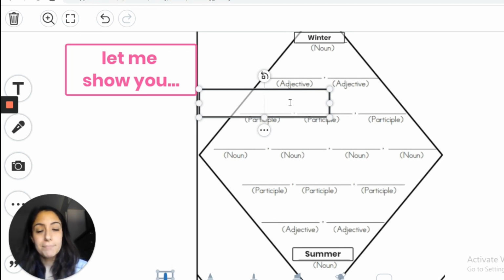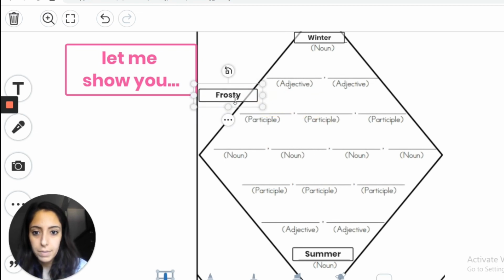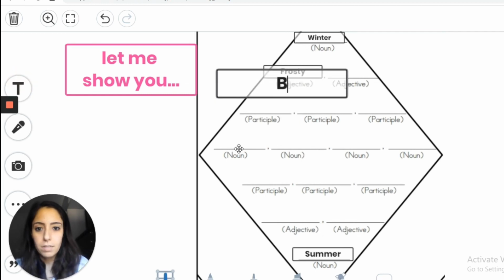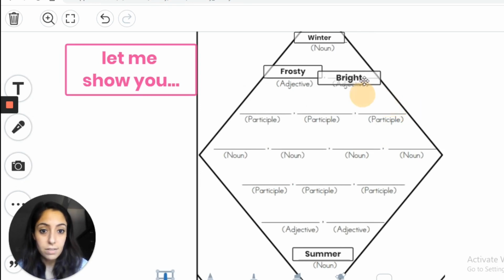right? So I'm thinking, I might say that winter is frosty. That's a describing word. If it's a snowy winter, it could be frosty. And then sometimes I think that when it snows and everything's covered in snow and it's beautiful, I think that it looks bright. So I'm going to say everything is frosty and bright. Those are 2 adjectives. Those are both describing words. So that's going to follow the rules for line 2. And now I can move on to line 3.